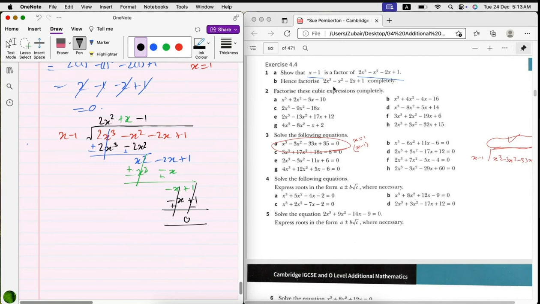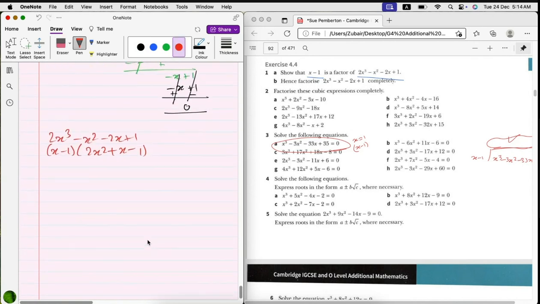So it says, hence factorize this completely. Now I can write 2x cube minus x square minus 2x plus 1 as the product of these two. Minus 1. Now I have to see if I could further factorize the quadratic part. If yes, we'll go for it. If no, then this is the final answer.